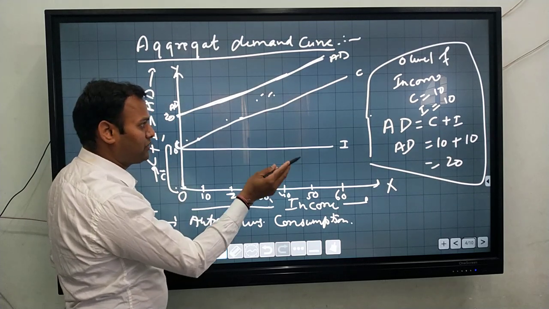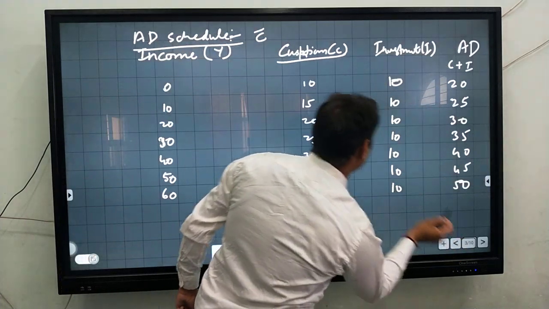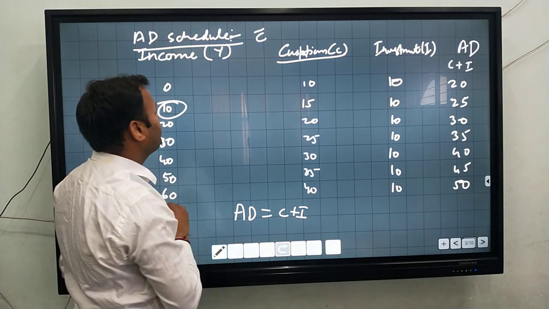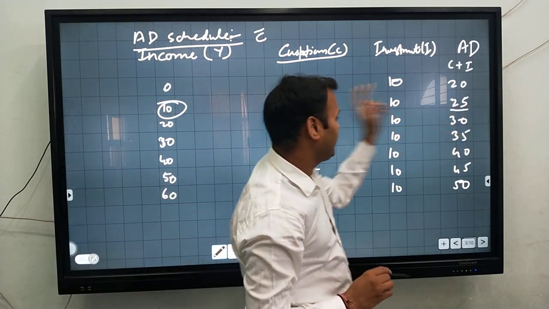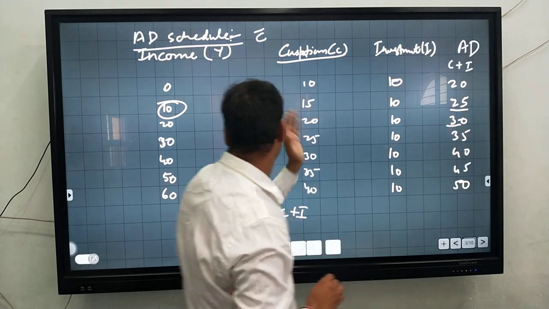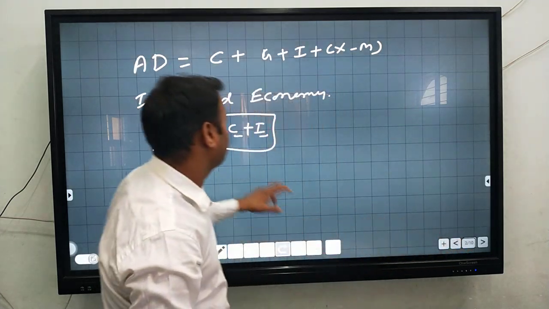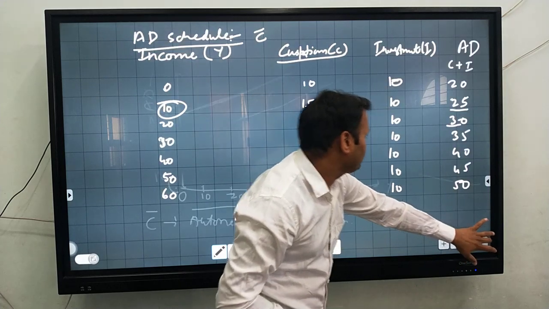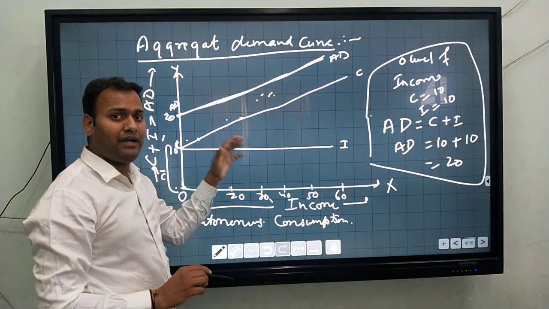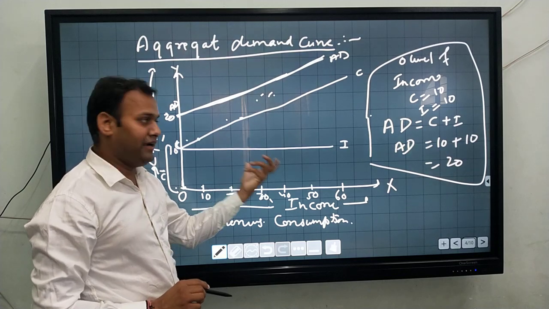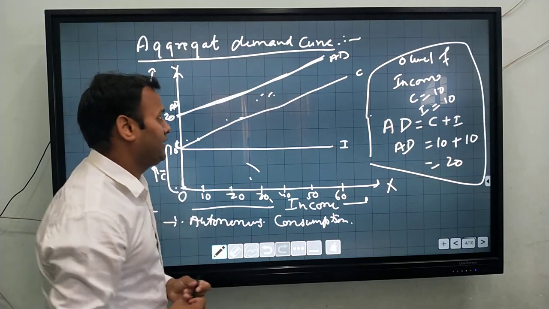Now we can calculate for the level of income 10, then aggregate demand is how much? 25. Then aggregate demand is 30 when the income is 30. So this is just parallel to the CC curve, and we will add I, and I is fixed. That's why it is parallel to the CC curve.